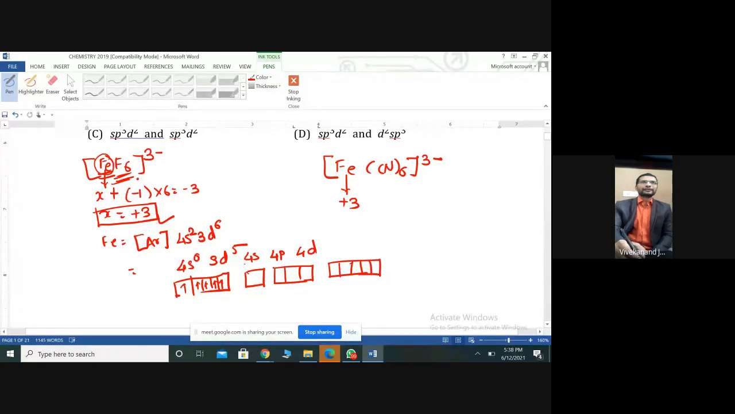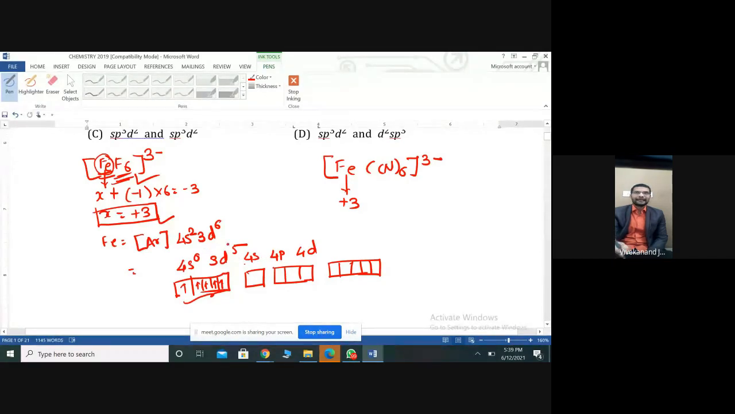Now, is fluorine a strong or weak ligand? It is weak, not strong. So in a weak field ligand, is pairing possible? No. So here we have to leave all these electrons as they are.